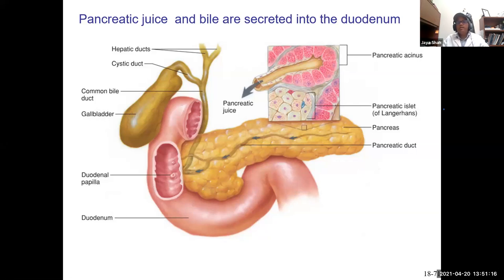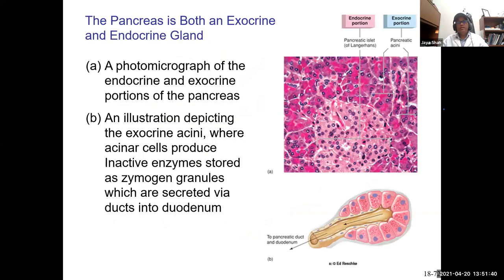And it was found by Mr. Langerhans, so we call them islets of Langerhans. It has two kinds of cell, alpha cell and beta cell. Alpha cell produces glucagon, and beta cell produces insulin. Both hormones play a role in regulation of blood glucose. Insulin reduces blood glucose, glucagon increases blood glucose. Okay, so in histology, you can see this is the patch. This is the islets of Langerhans. This is the endocrine portion, and the rest is the exocrine portion.